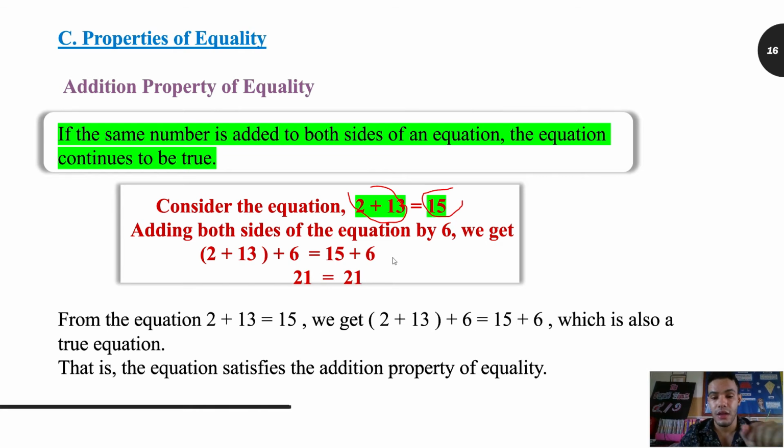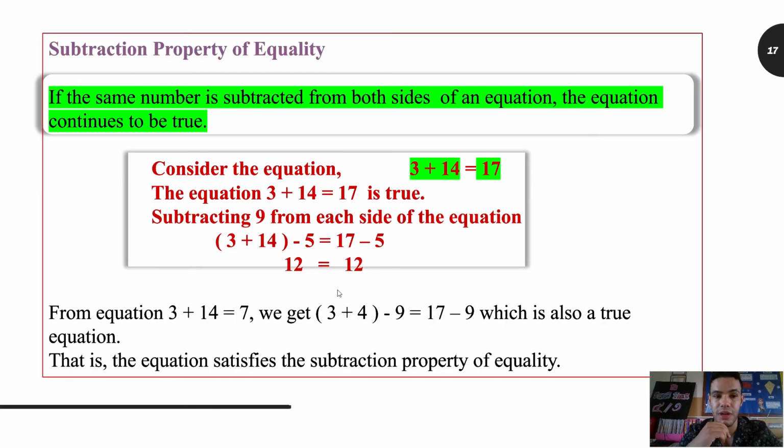So then we can see the equation continues to be true, right? There is no difference. Why? Because we added the same number. All right. Good job. Now we're gonna see the subtraction property of equality.